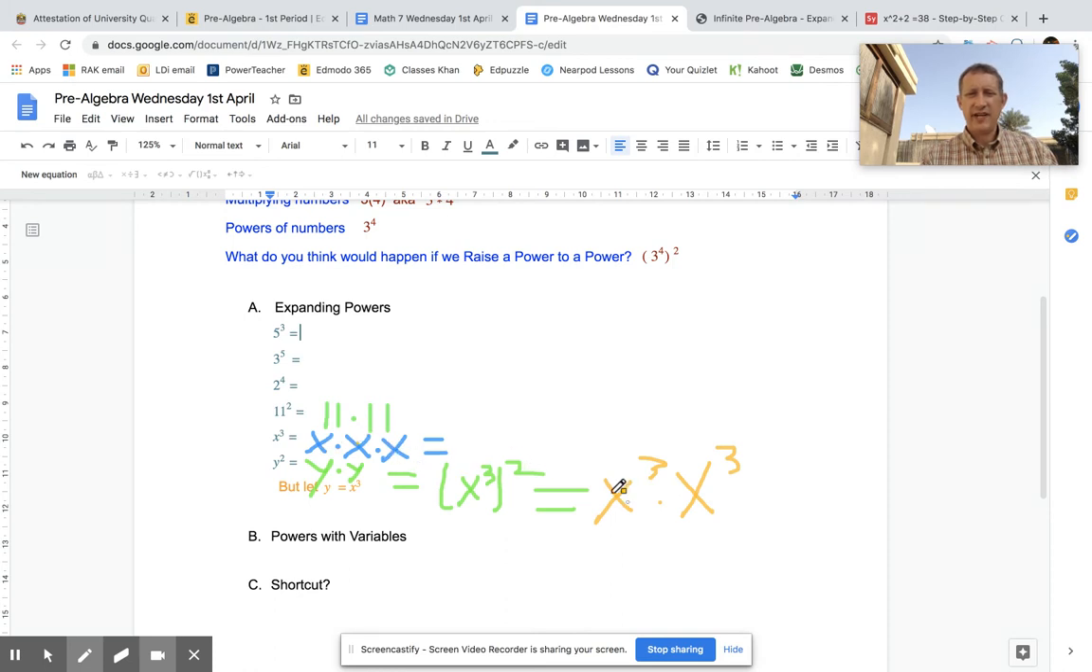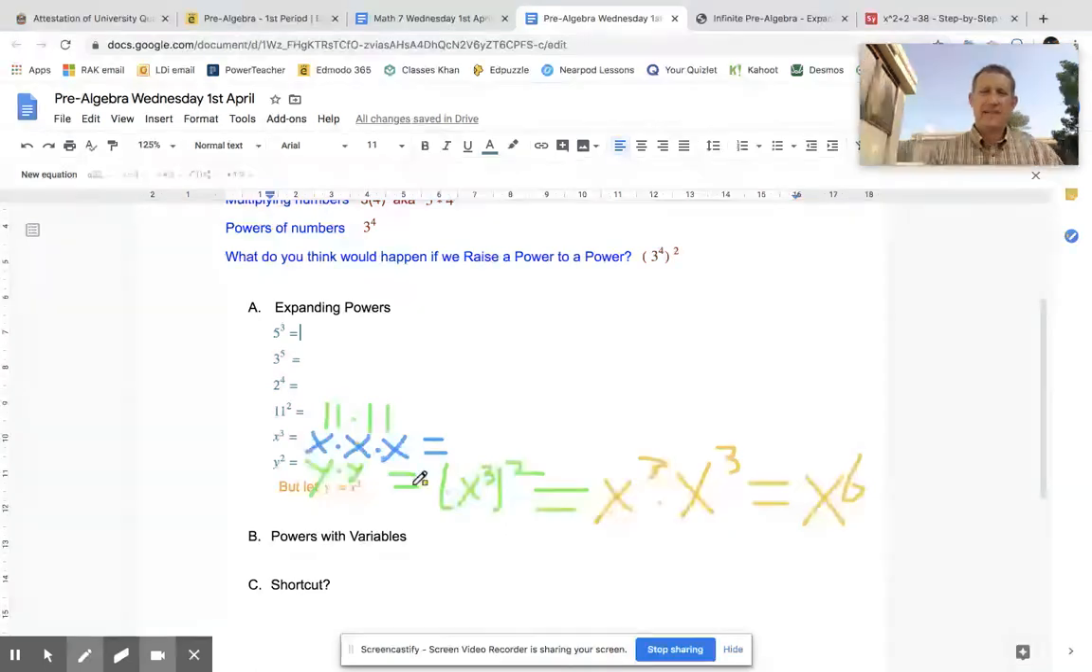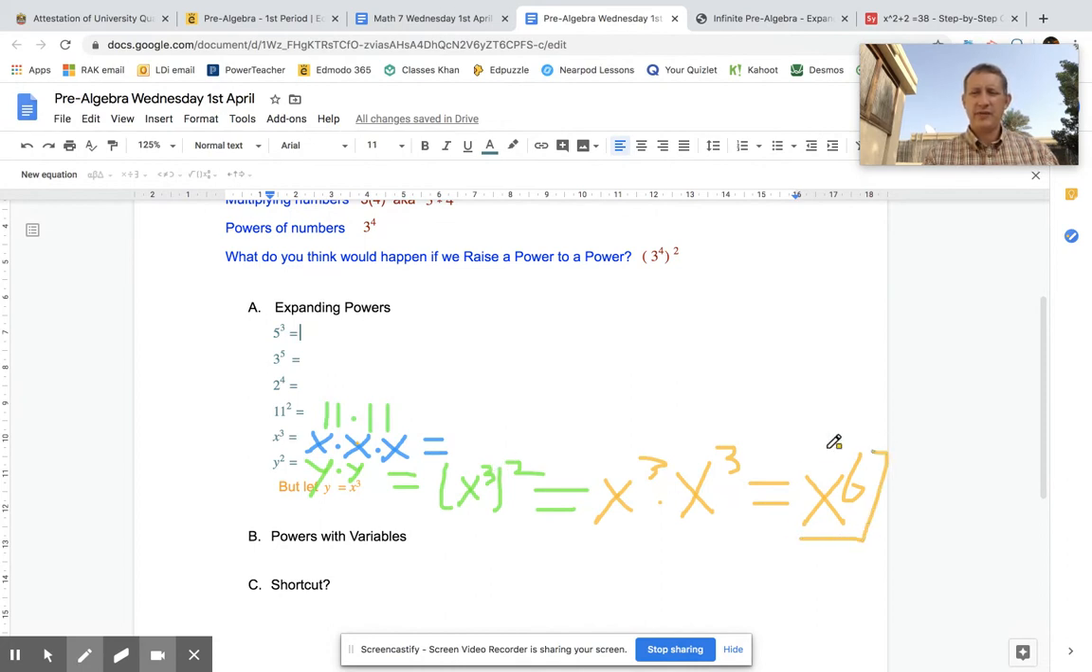So if we're doing it twice, it's going to be x times x times x for this one, and then x times x times x for this one. How many x's is that? That's 6. 6 x's that we're multiplying together. Okay? And so that would be x to the 3rd squared. That's what it means to simplify when you raise a power to a power.